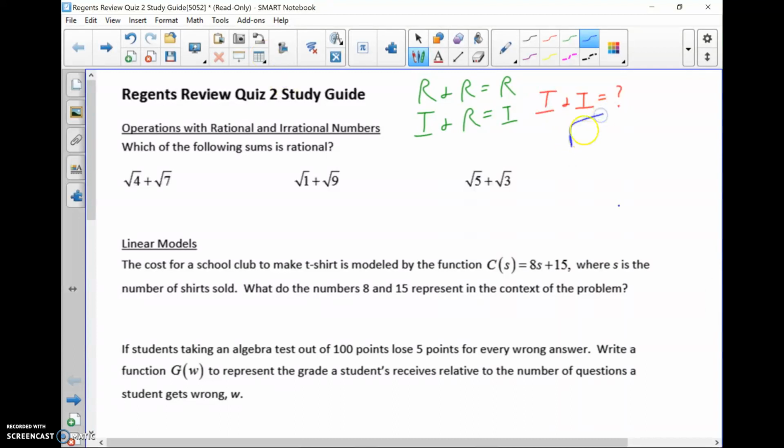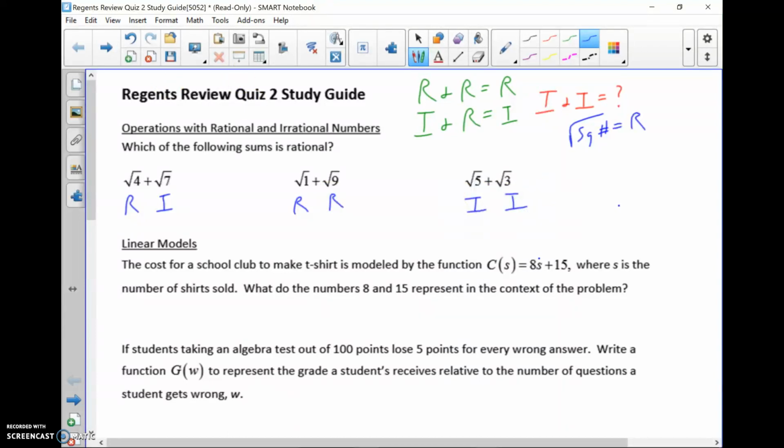And the key there is that if it's the square root of a square number, that is rational. So looking at these, I see rad 4. 4 is a square number. That's rational. 7's not. It's irrational. 1 is rational. 9 is rational. 5 is not. 3 is not.